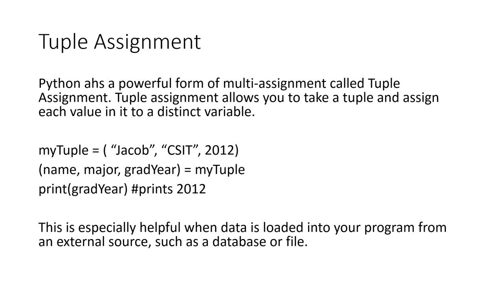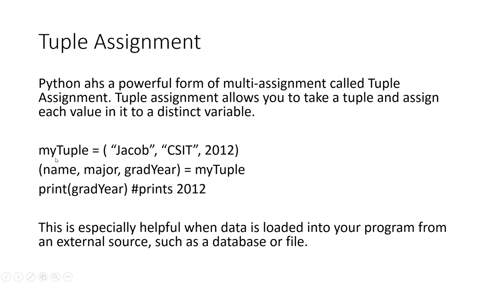Now, Python has a powerful form of multi-assignment called tuple assignment. This is one of the big draws of a tuple in Python. Tuple assignment allows you to take a tuple and assign each value in it to a distinct variable. So consider the case where we have some database that contains a list of names, majors, and graduation years. And we want to iterate through all the records in this database. Well, we can create a tuple representing one record, and then use a single line of code using tuple assignment to assign each value in that record to distinct variables.